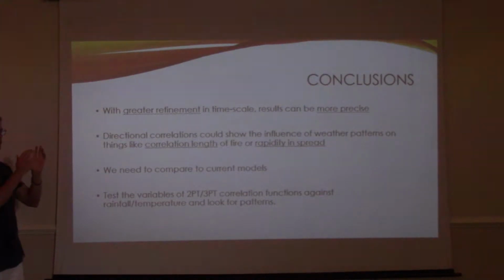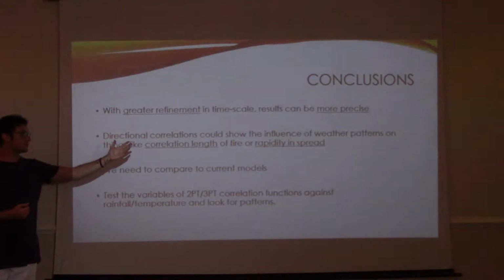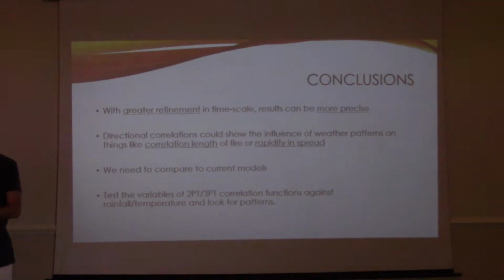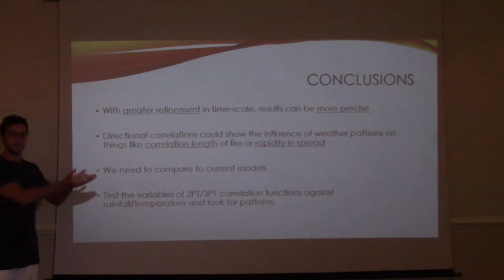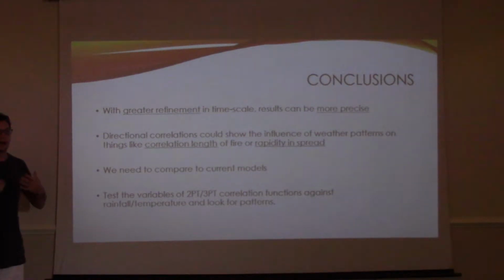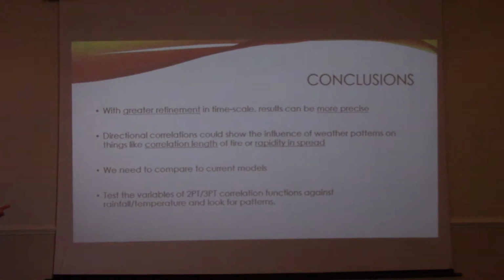So it would be nice to get the data on a one-month basis, and you can say something more specific about the data, so your results are a bit stronger. Secondly, these directional correlations can start telling you how weather patterns influence fire. If you get the weather data, you can start saying, okay, well, the wind directions are in a particular direction. As you can see, the directional correlations are also in the direction of the wind. So we can start telling how much of a factor wind plays in the fire.